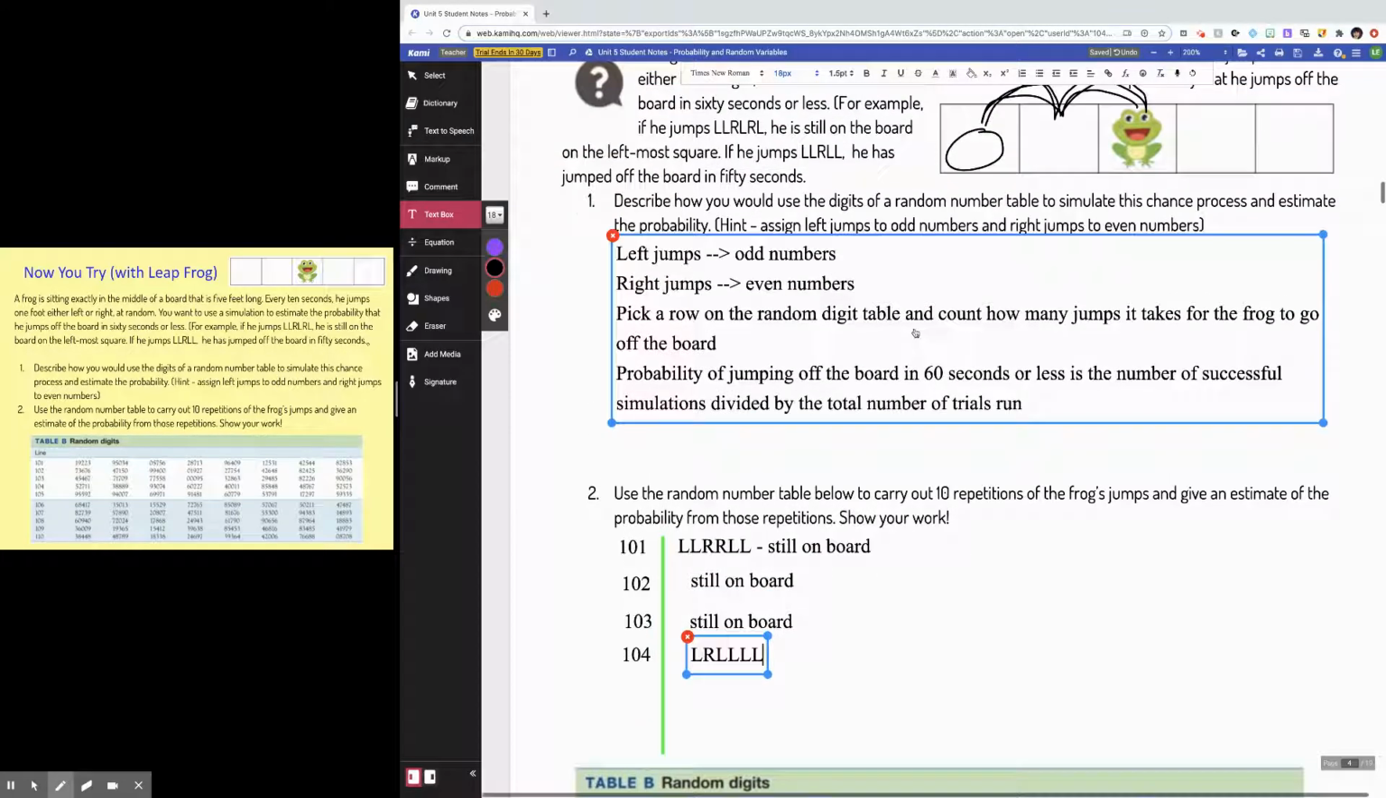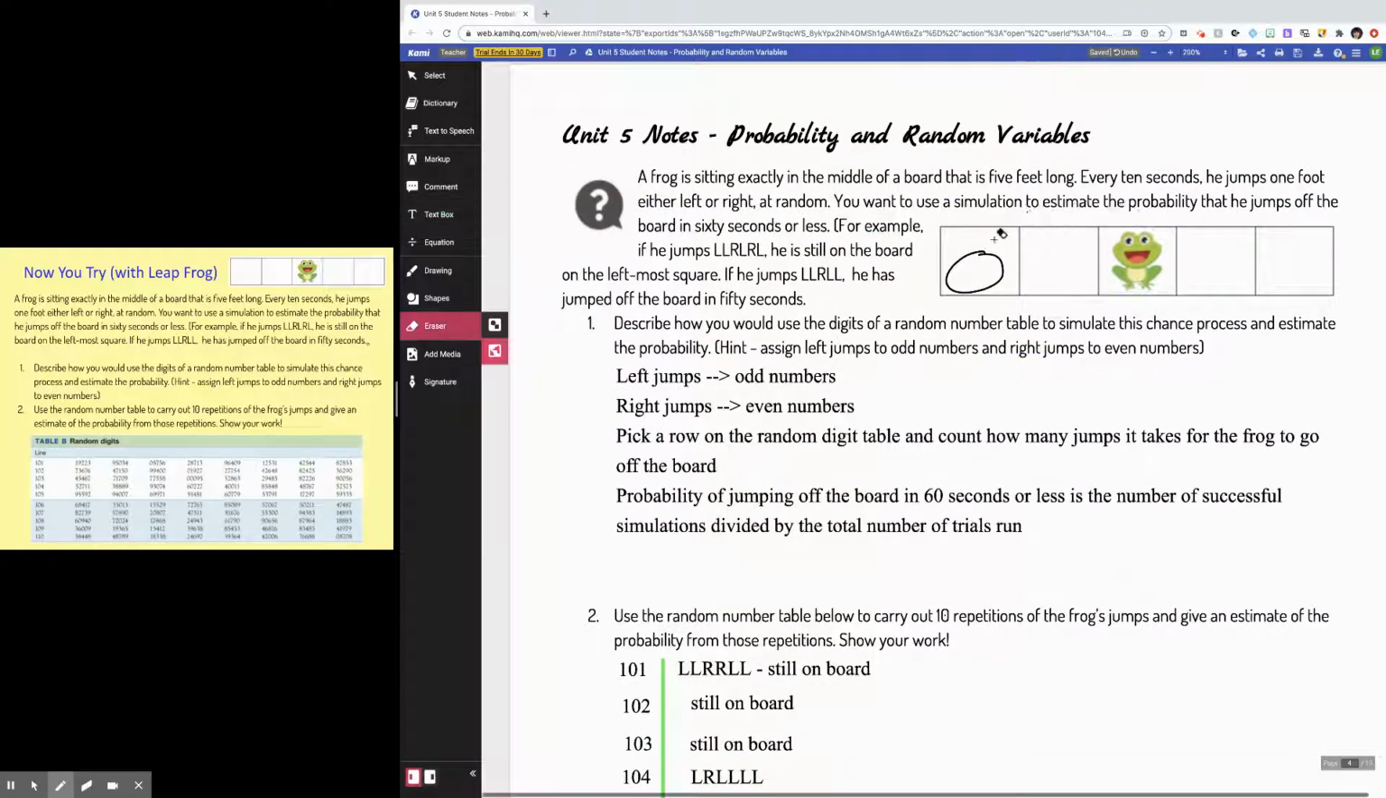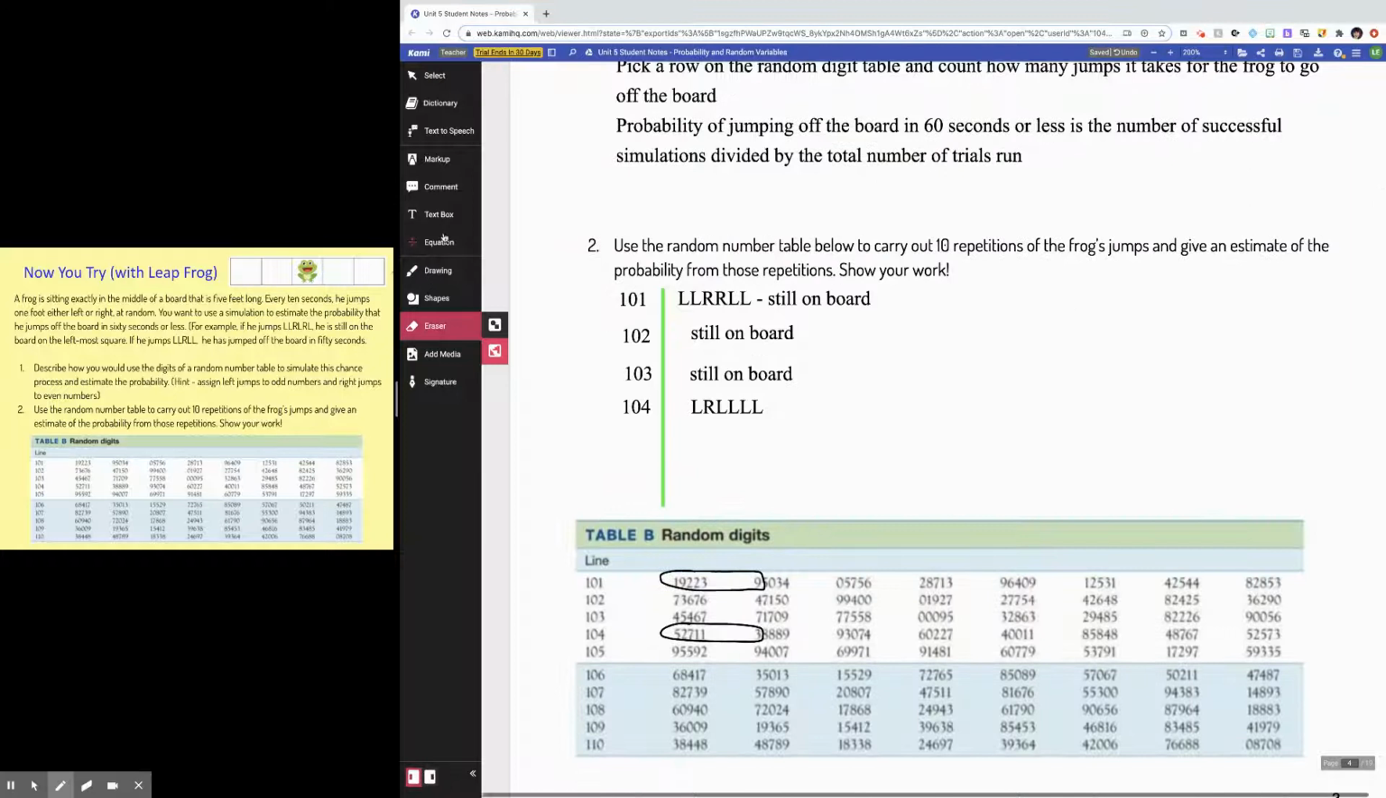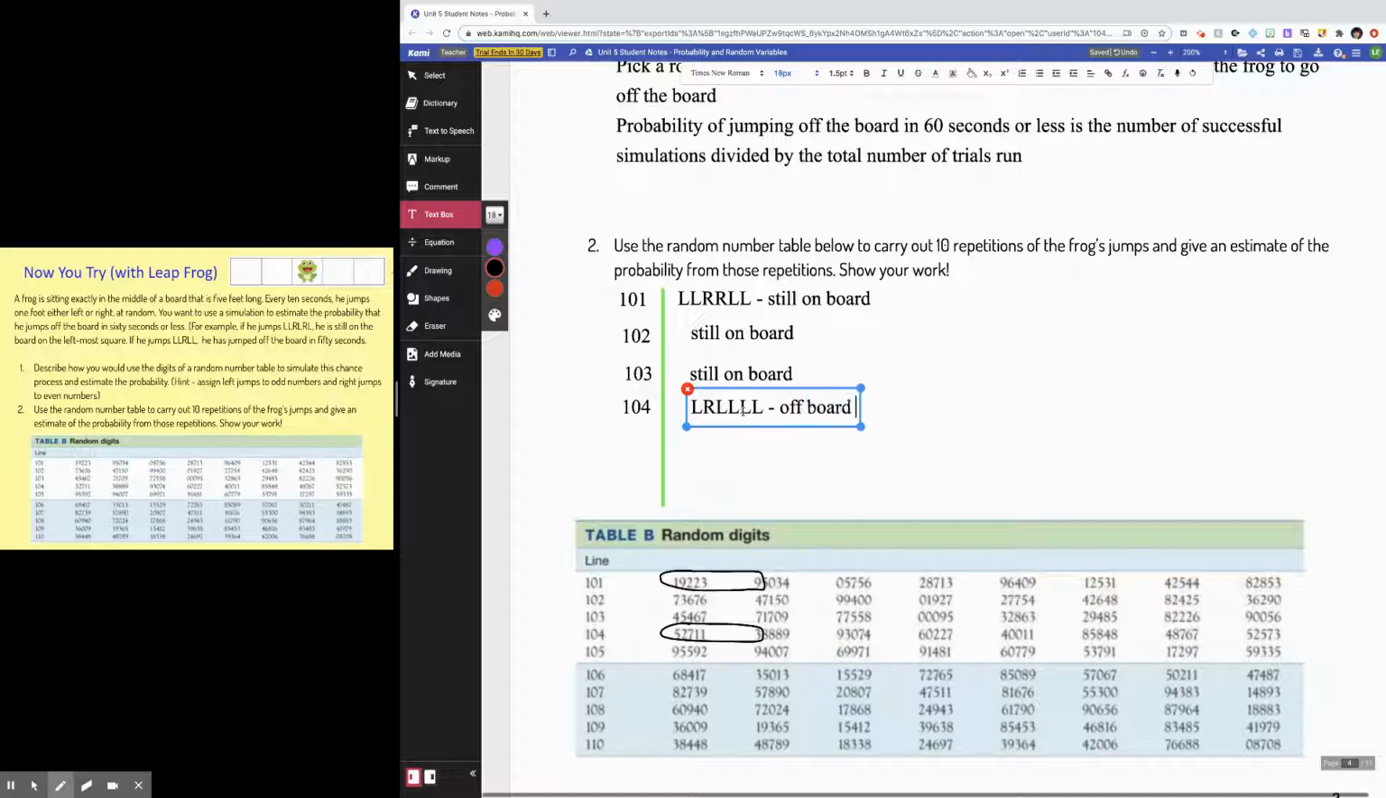If we go up to our board, in this trial he went left, right, left, left, left, left. There are his 6 jumps, his 60 seconds. He's way over here now, and he's fallen off the board. In this simulation, he's actually off the board in 50 seconds.